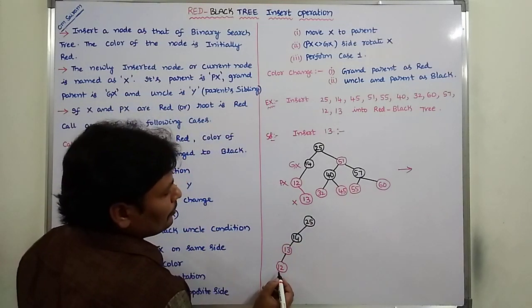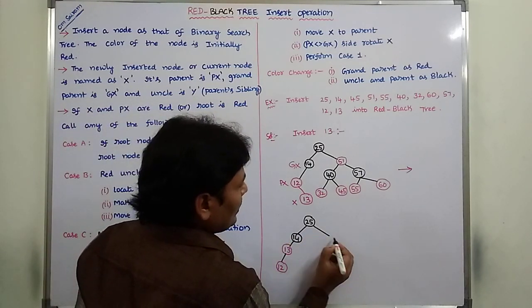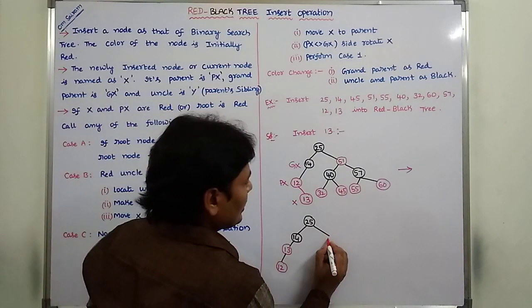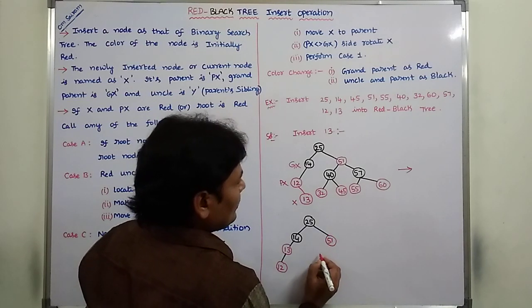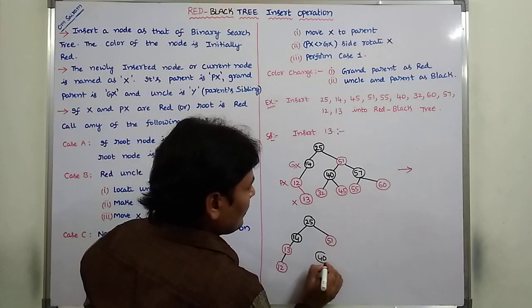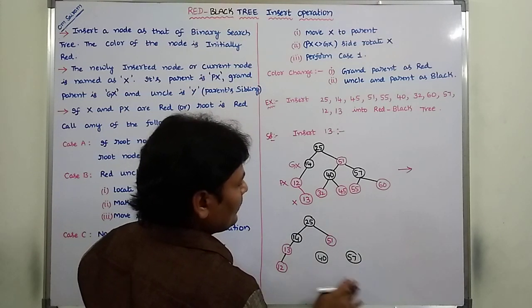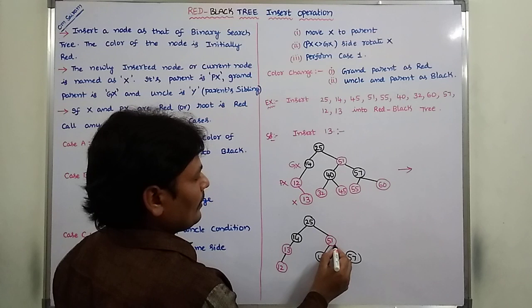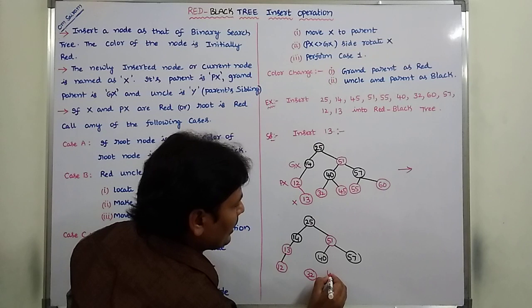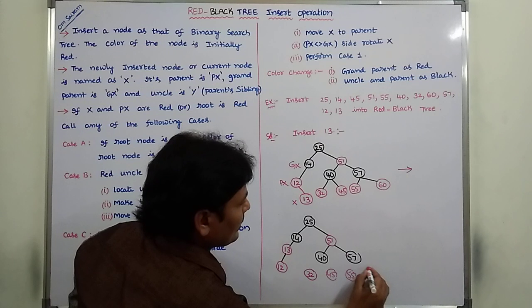Okay, now this is what we are getting. Next one, the remaining does not change, the remaining 3 does not change. So this is 51 and this is 40 and this is 57 and this is 50. And this is 32, 45, 55 and 60.